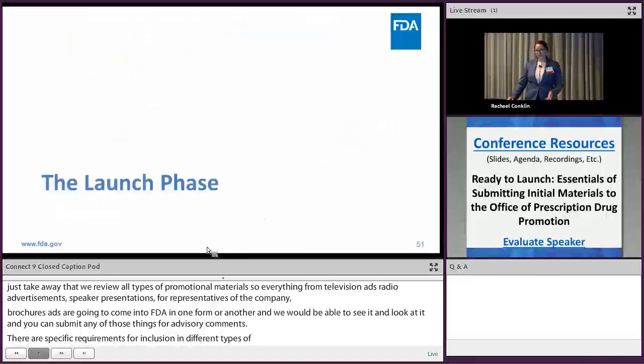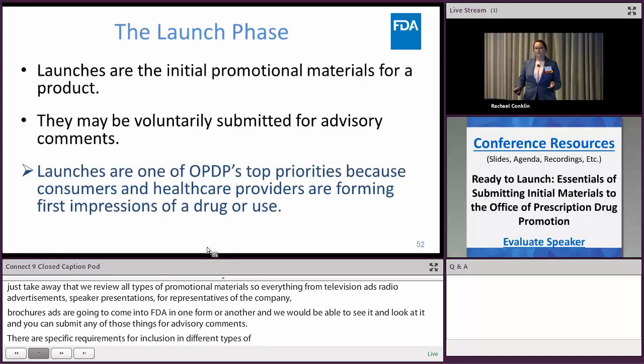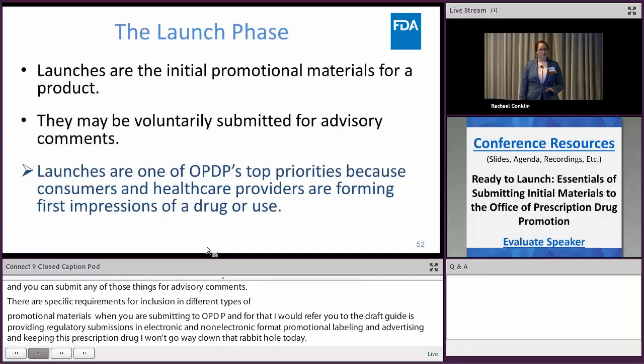So, launches. Launches are the initial promotional materials for a product. They may be voluntarily submitted for advisory comments, unless they're accelerated approval or some other super specific exception. And these are really one of OPDP's top priorities because consumers and healthcare providers are forming their first impressions of a drug or use of a drug, and those impressions can really be lasting once they're formed. So it's really important that they are based on accurate and balanced information.